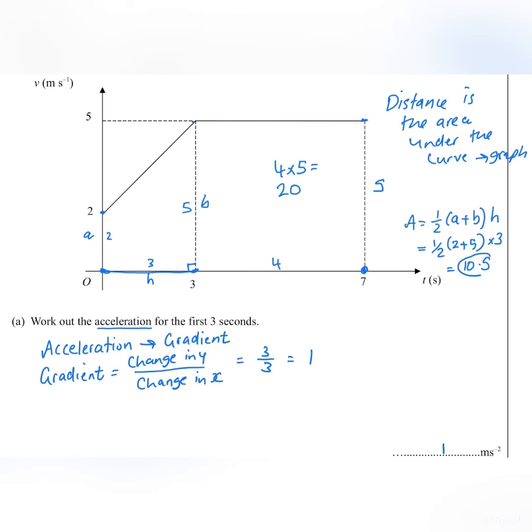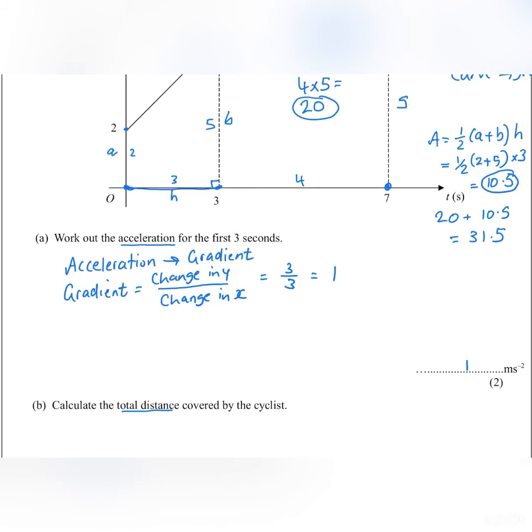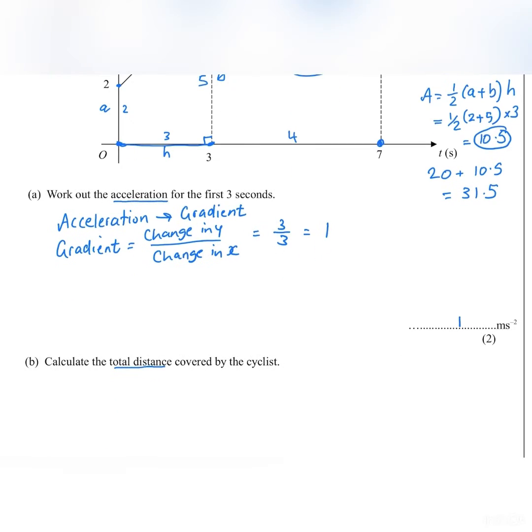So if we add these two values together, we got 20 plus 10.5, that is 31.5, which is the area of both shapes added together. So that is the total distance covered by the cyclist on this graph.